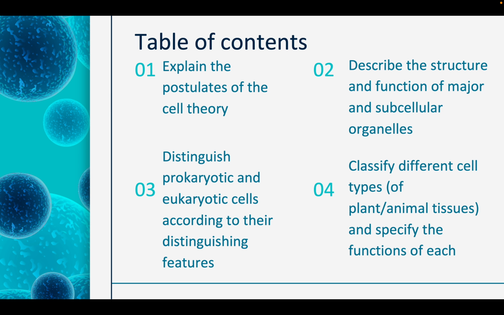At the end of this lesson, you will explain the postulates of the cell theory. You will also describe the structure and function of major and subcellular organelles. You will also distinguish prokaryotic and eukaryotic cells according to their features. And lastly, you will classify different cell types of plant and animal tissues, as well as specify the function of each type.